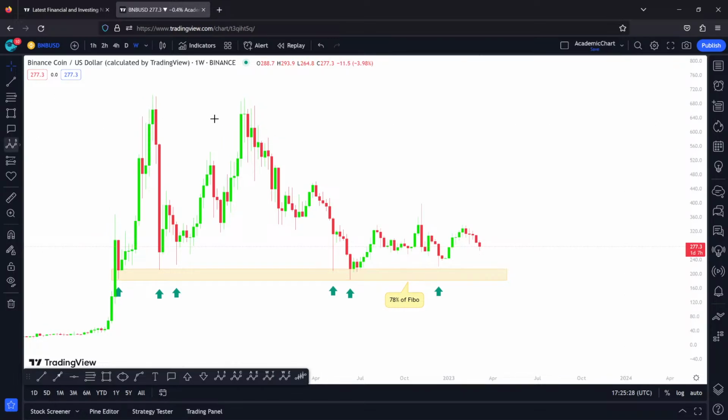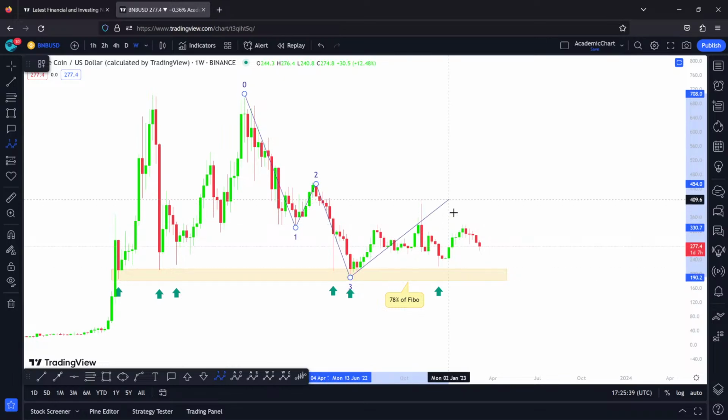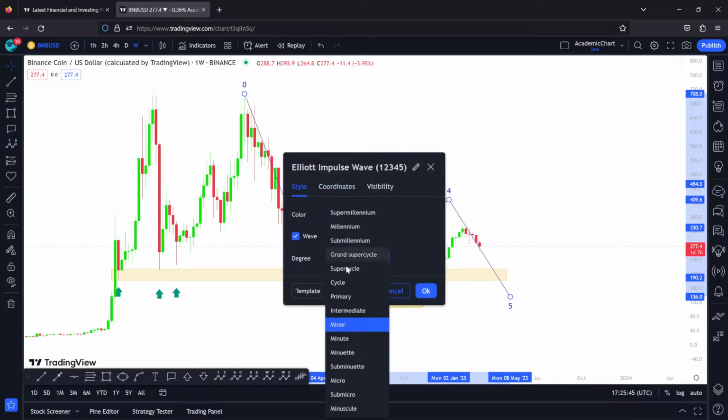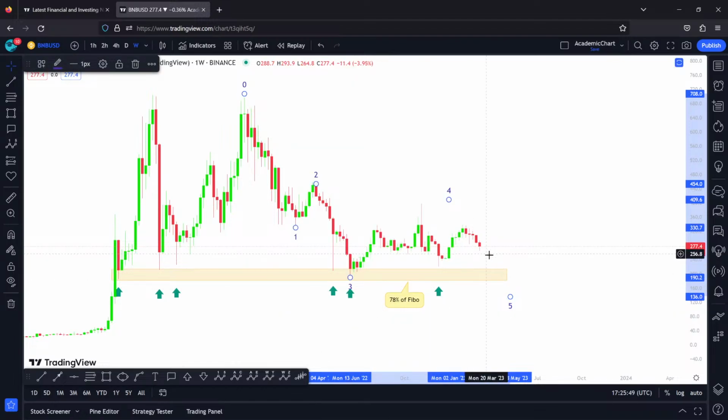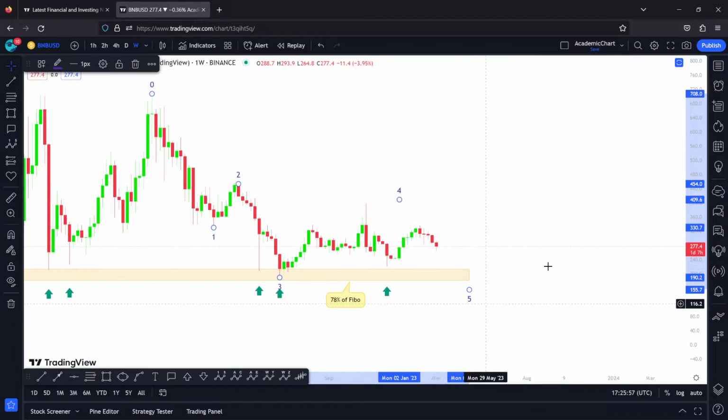So how I want to count it, I'm not going to say that this is an impulsive wave. This is a corrective structure. I would say this is going to be a 1, 2, 3, some sort of a 4, and probably a 5 in the future, but we will discuss this later. These are minors. Let's uncheck this wave, I don't want to make this mess my chart with a lot of lines and stuff.